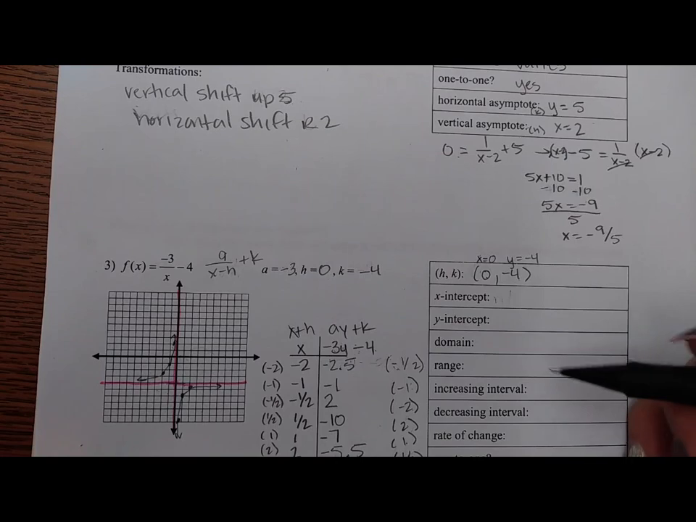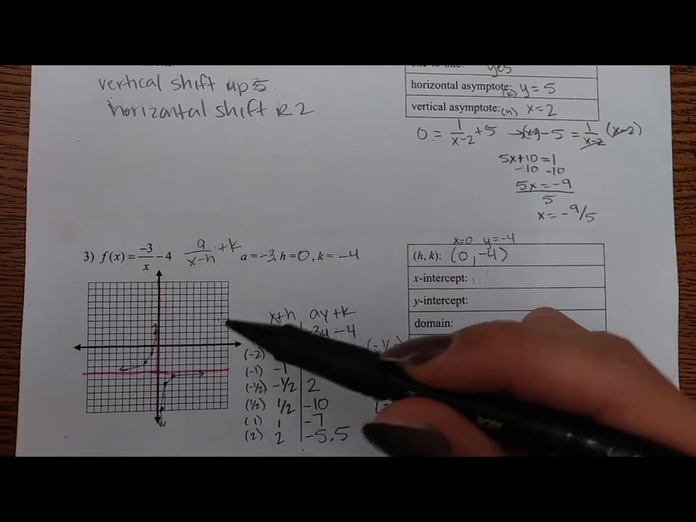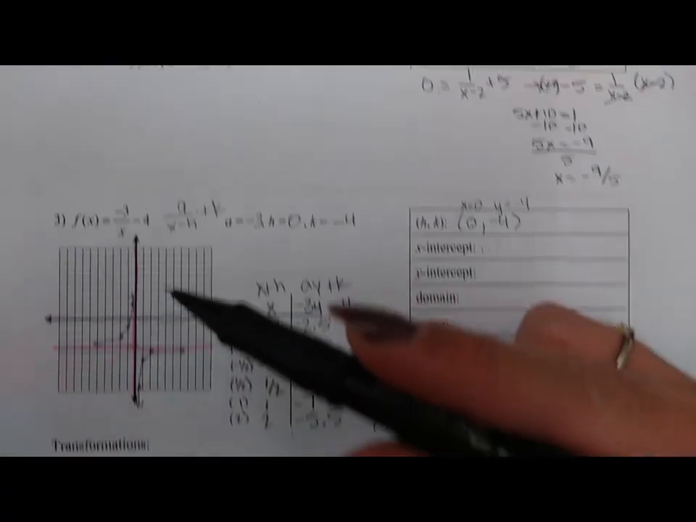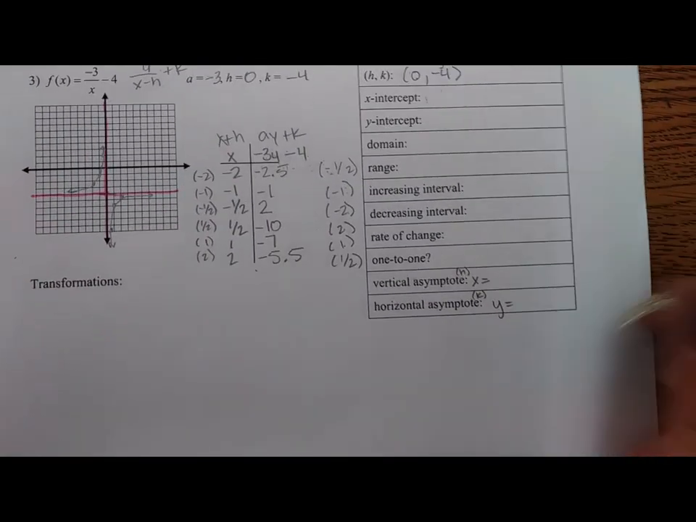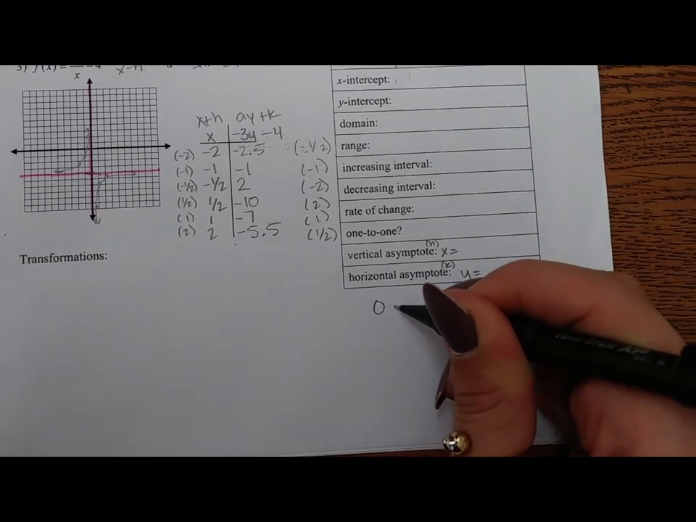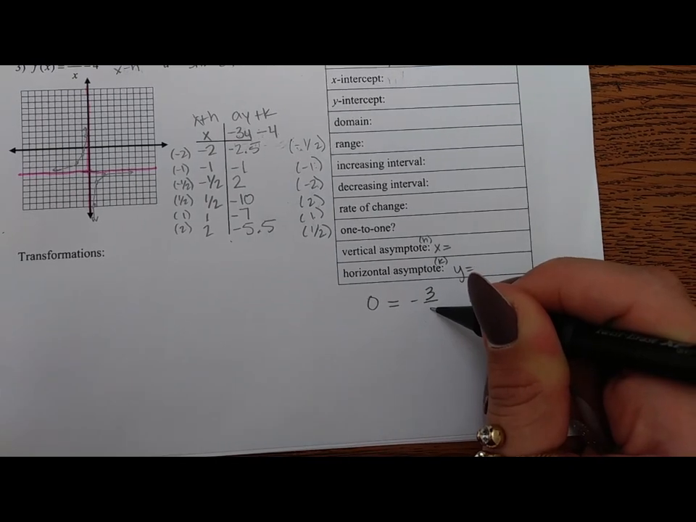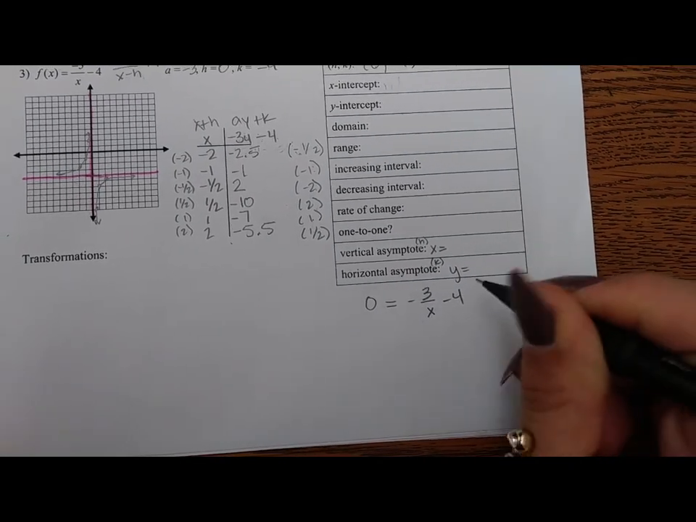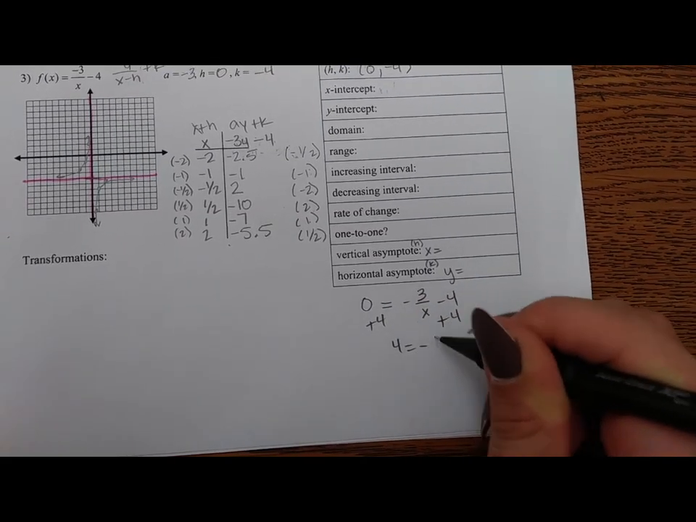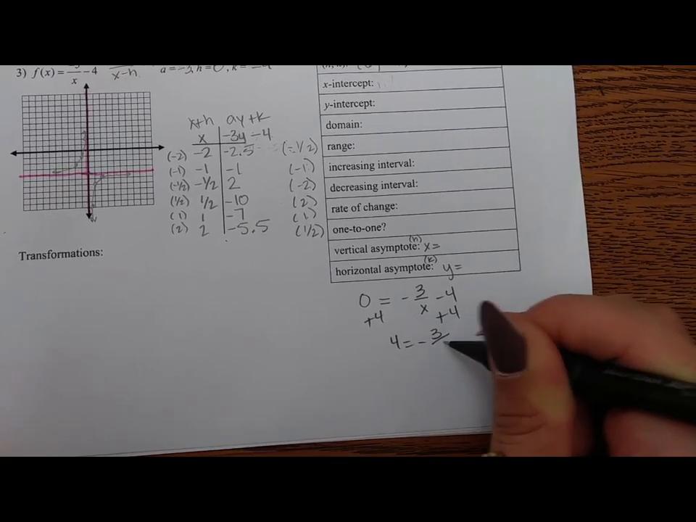So for the x-intercept, we see that it crosses this x-axis. All we need to do is find out where. So it looks like it's between 0 and 1. So let's do the math and see if we're right. We'll set y to 0. We have 0 equals negative 3 over x minus 4. So we're going to add 4 to each side. We end up with positive 4 equals negative 3 over x.